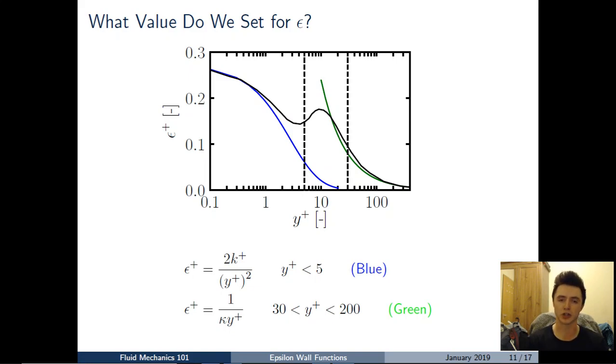Right, so we've got our two functions. These are two dimensionless functions for epsilon plus, but what is the actual value that we're going to apply at our cell centroid for epsilon?